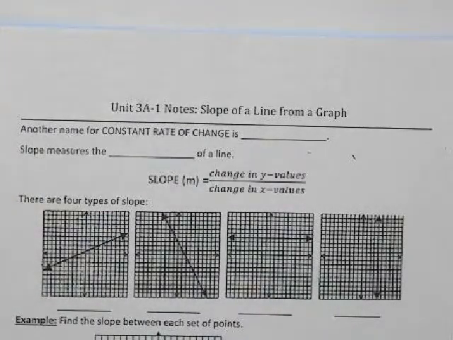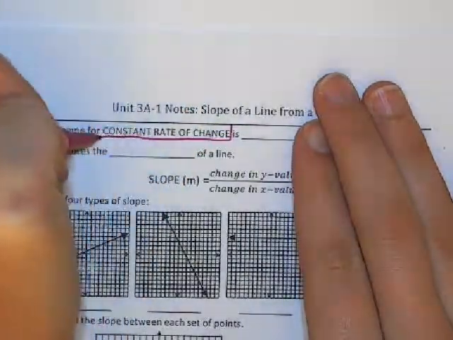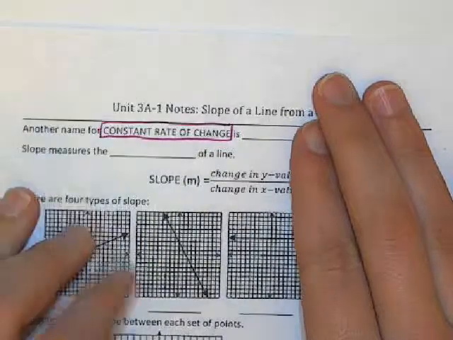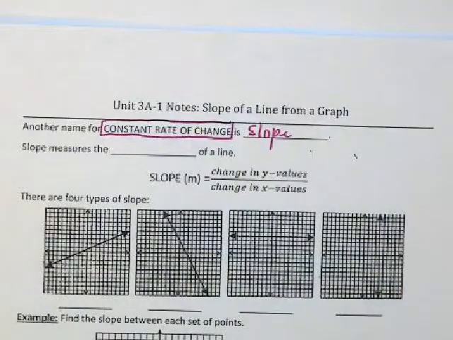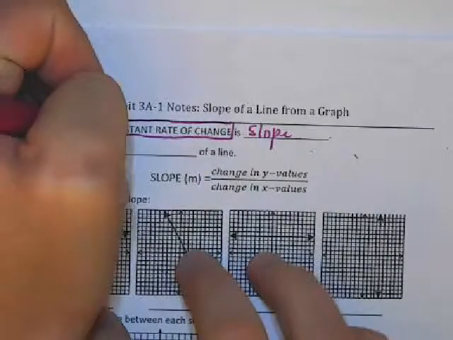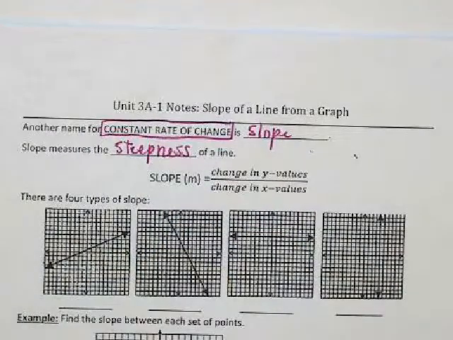Another name for constant rate of change: you will see constant rate of change just as much as you'll see the word slope. Constant rate of change is the same thing as slope. You could have a question that says, what is the slope? Or a question that says, what is the constant rate of change? They mean the same thing. Slope measures the steepness of a line.